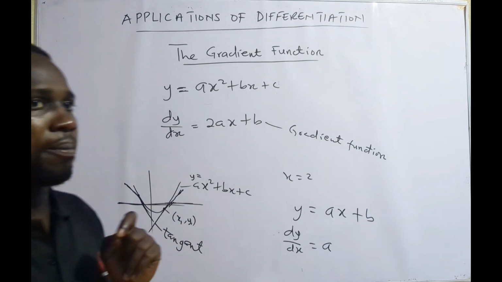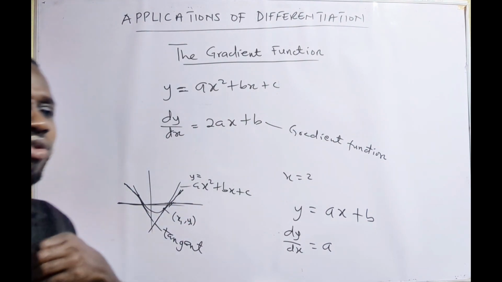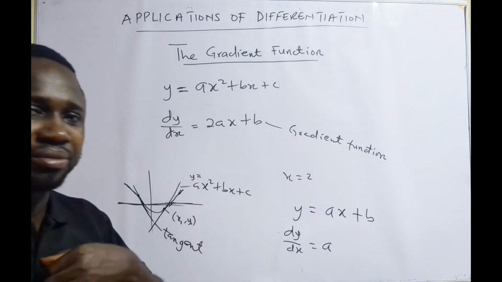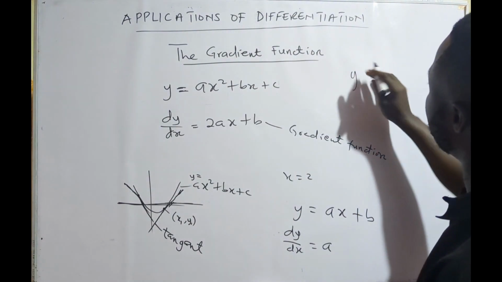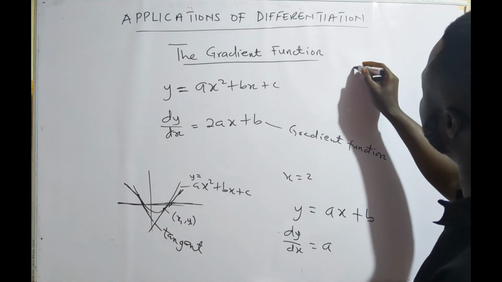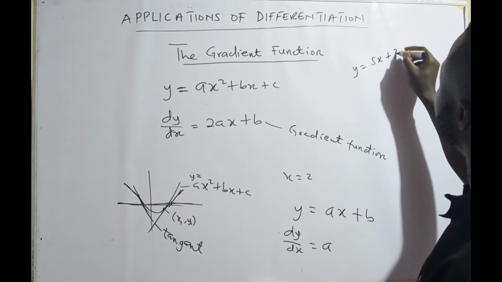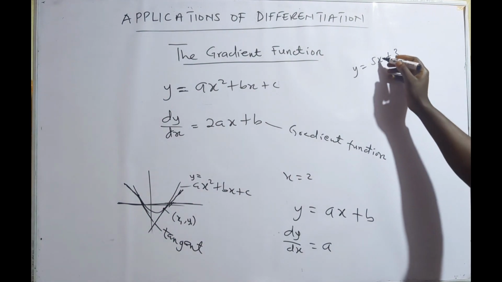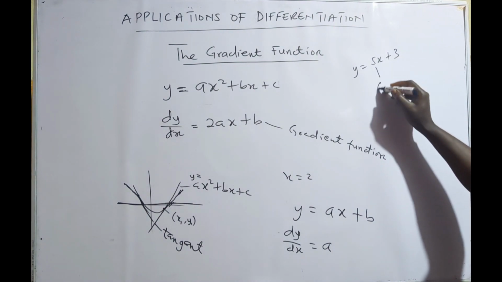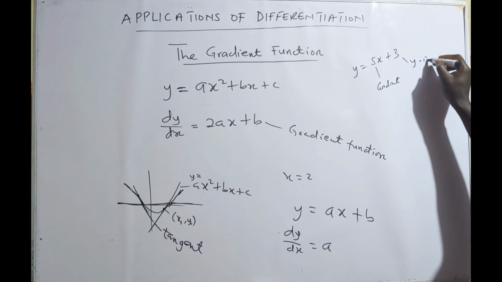Do you remember, if you have done coordinate geometry, how do you find the gradient when you are given a function? Let's say I have y is equal to 5x plus 3. How do you find the gradient? We say that the gradient is the coefficient of x. So this is the gradient, and this is the y-intercept. Is that not so?